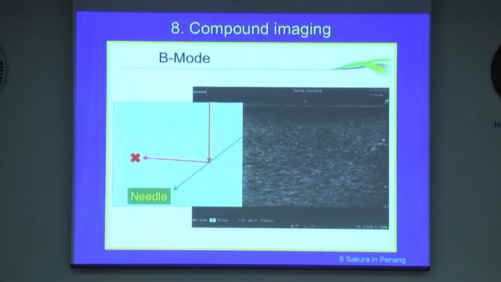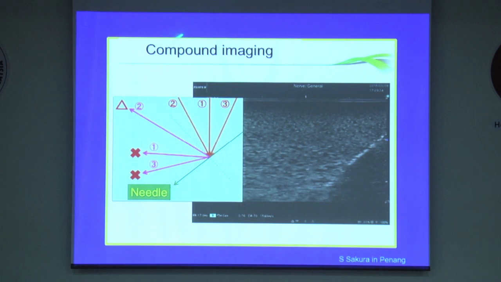You'd never see a needle that is not perpendicular to the beam. However, luckily, most modern machines have compound spatial imaging mode. With this mode, the transducer sends signals at multiple angles. Compound imaging combines three or more frames from different angles into a single image, and allows you to see tissue from multiple angles and eliminate artifact.